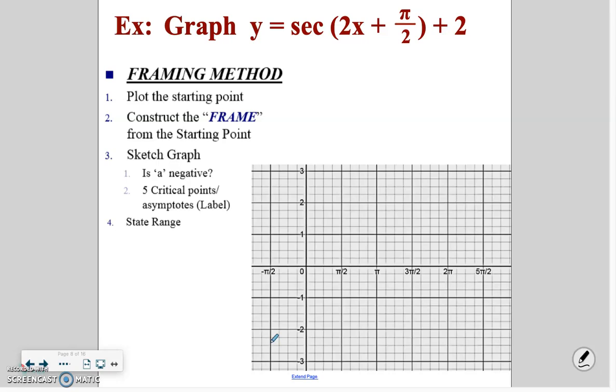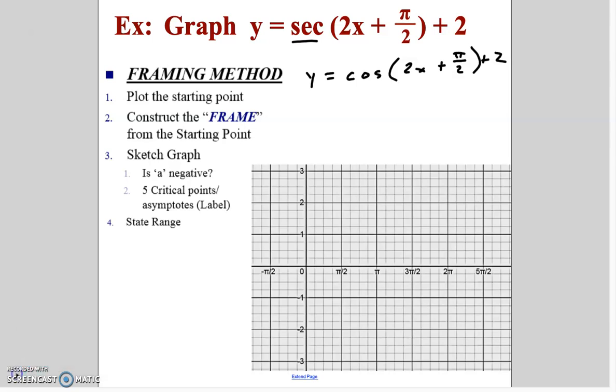All right? So, guys, I am going to record this next part, but in all seriousness, what's going to be the only difference? It doesn't go through. We're going to rewrite this as cosine of 2x plus pi over 2 plus 2. So, like I said, I'm going to record this next part. Again, we're not going to finish that.